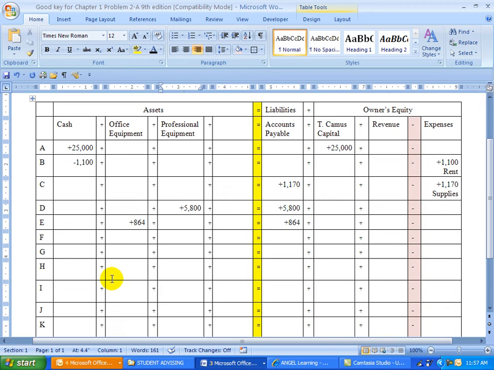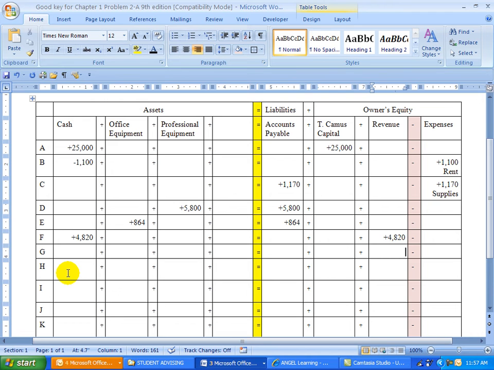And letter F, we sold professional services for cash. So we made cash sales. Our cash, therefore, is getting bigger. And we've made a sale, so it needs to go into our revenue account because that's where we record our sales. So our cash is a plus, our revenue is a plus because it's going up.